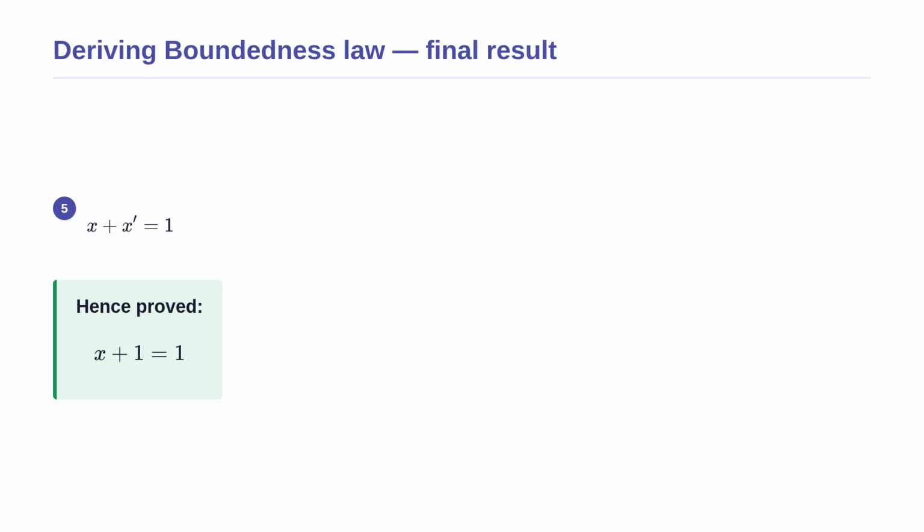The intuition behind why this works is simple. In plain English, if one part of an OR statement is definitely true, the whole statement is definitely true, regardless of the state of the other variable. This concludes our derivation of the boundedness law.